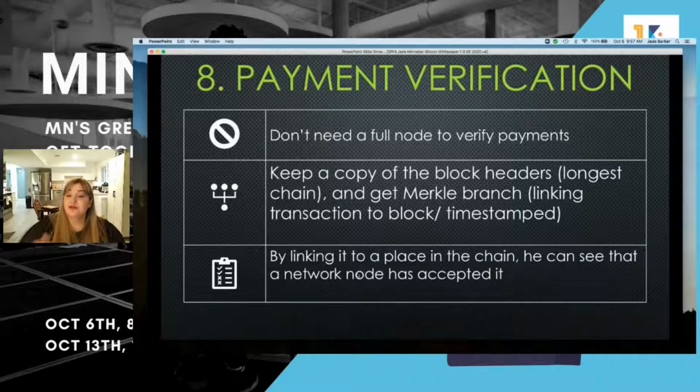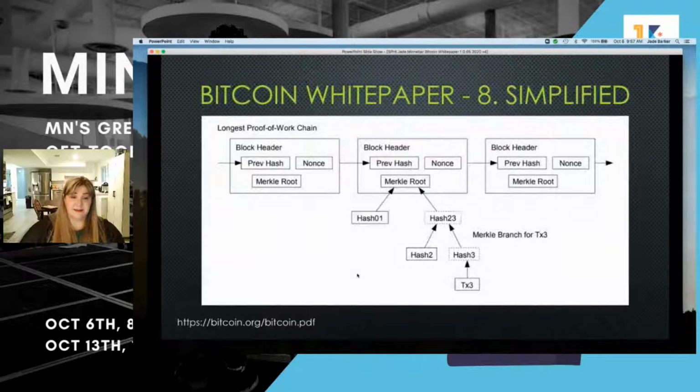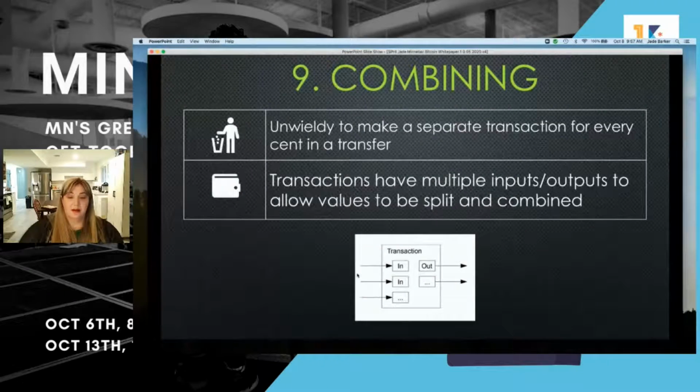Payment verification. You do not have to run a full node to verify payments. That's why I can run Bitcoin wallets off my cell phone, right? You just have to keep a copy of the block header and the pruned Merkle branch, and then linking, you can see that the network has actually already accepted it. That address is good to go, and you're fine to work off that like it is already true, because all the other people have done a lot of heavy lifting behind the scenes. So again, this is that simplified verification. Be familiar with this, and I'll tell you a little bit what it means too.